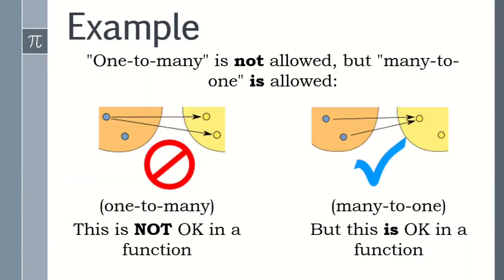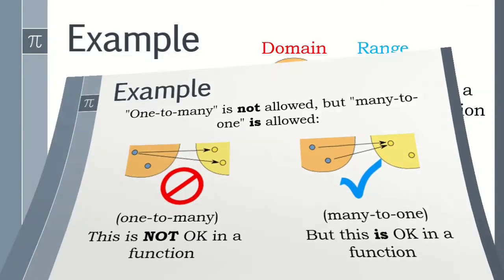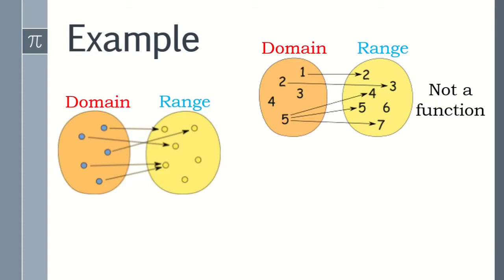because one-to-many is not allowed, but many-to-one is allowed. Okay? So, this is not allowed. One-to-many is not okay in a function, but many-to-one is okay in a function. When a relationship does not follow these two rules, then it's not a function. It's still a relationship, just not a function. Ngayon, balikan natin ulit yung ating diagram. This is a relationship, but it's not a function.